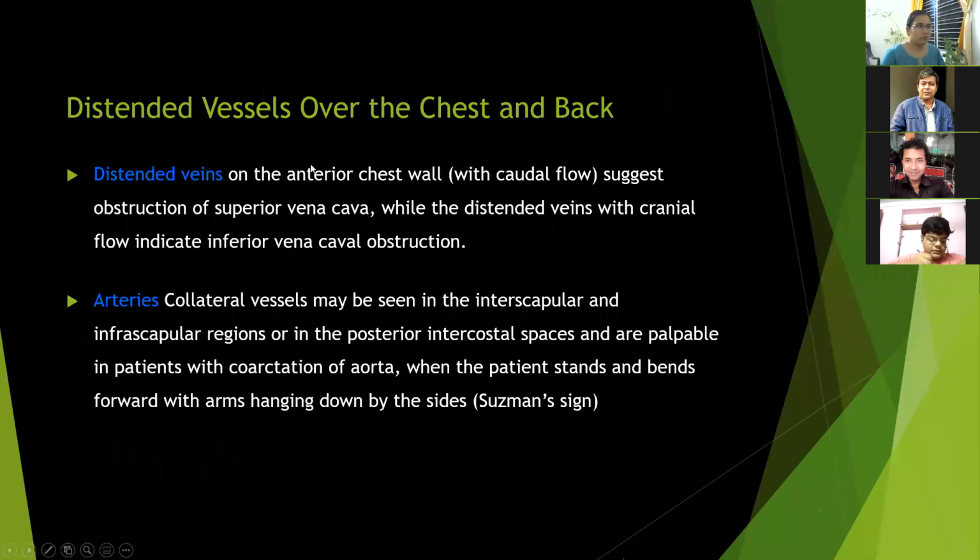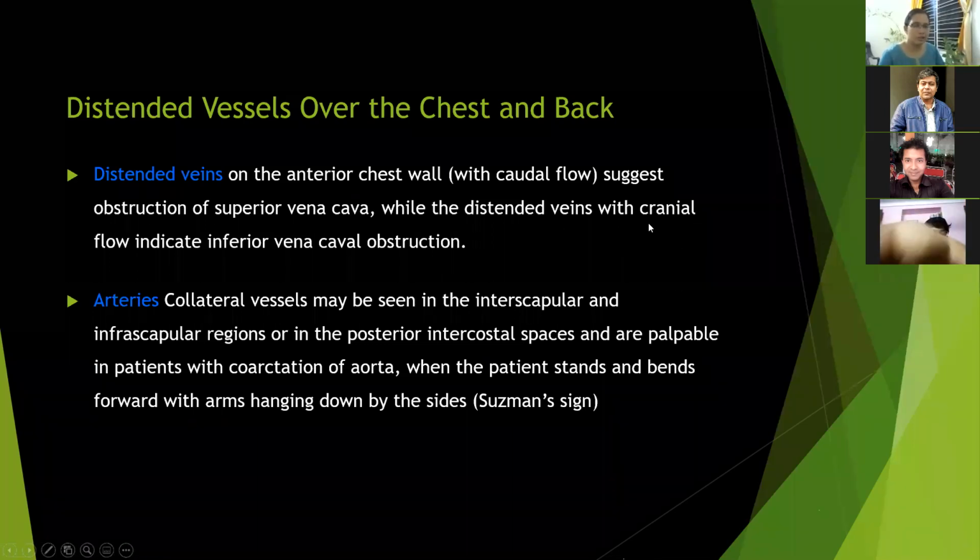Now, if you find distended vessels over the chest and the back, these can be distended veins or these can be distended arteries. So distended veins on the anterior chest wall with caudal flow suggest obstruction of the superior vena cava. But distended veins with cranial flow indicate inferior vena cava obstruction.